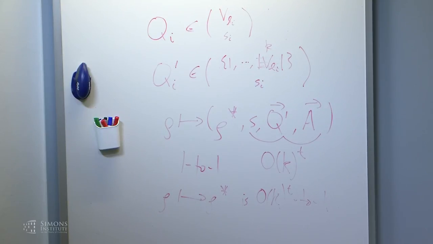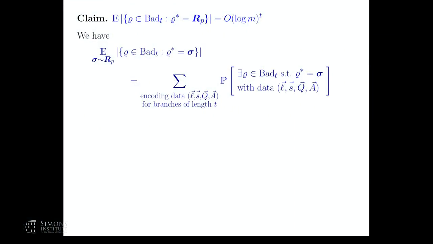But in our setting, we can't bound the number of possible values here, so we're going to do something a little bit different. Here's the key claim that we need to prove. The expected number of pre-images under this map is order log m to the t.